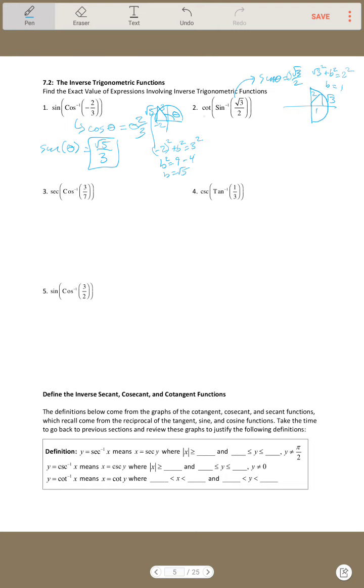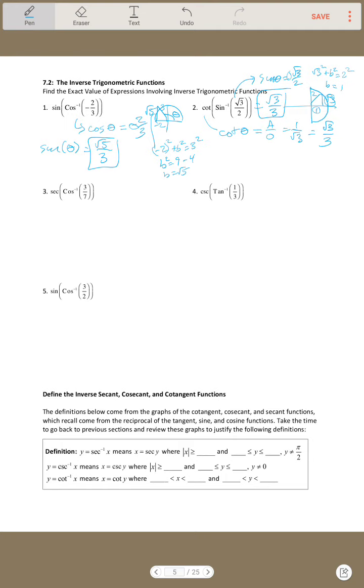But what we're looking for here is cotangent of this angle here. And we know that cotangent really is the reciprocal of tangent, so that would be adjacent over opposite. So adjacent would be 1 over opposite, which is root 3. Or rationalizing that, we get root 3 over 3. Okay, so this is going to give us root 3 over 3.